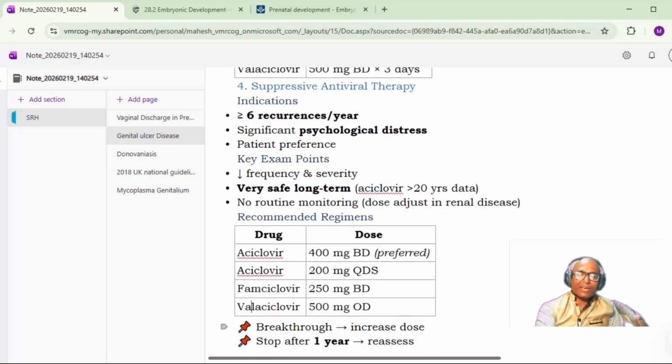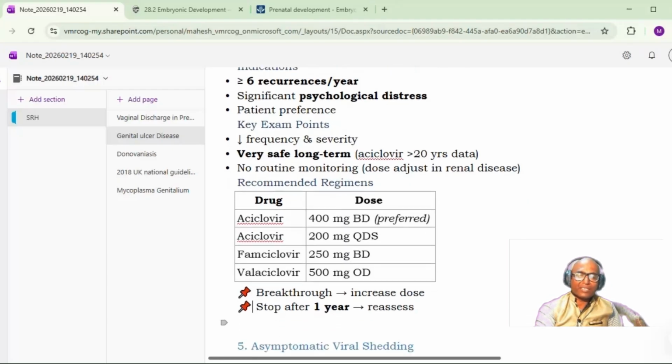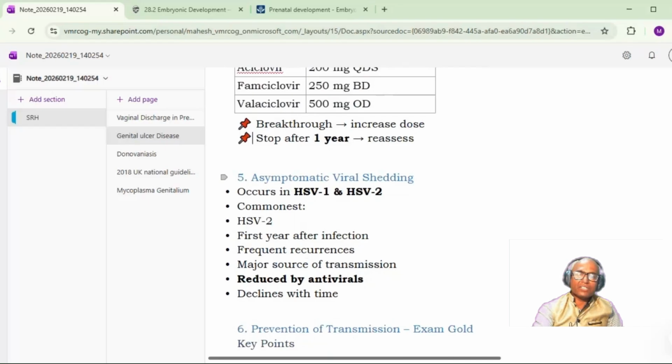Or acyclovir 200 QDS you can give. Famciclovir 250 BD you can give. Valacyclovir 500 OD you can give. And stop after 1 year. So if there is a breakthrough, then you will increase the dose and stop after 1 year. So you have to treat these recurrences. Suppressive therapy is for 1 year.